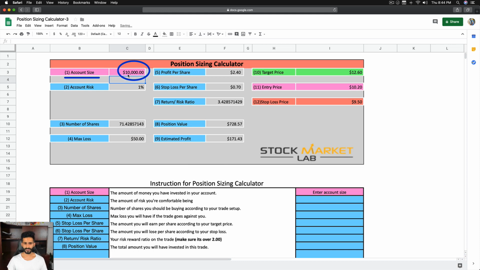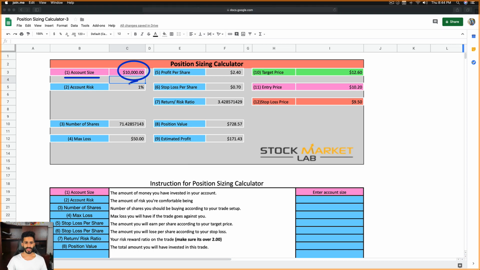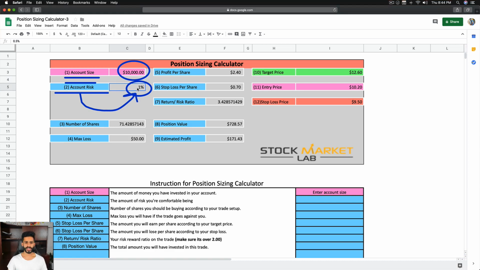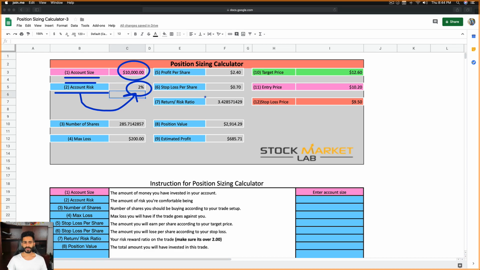That's the first thing. The second thing is my account risk. How much am I risking per trade according to my account size? So let's say I want to risk 1% or 2%, I can update that right here. Let's just say I want to change it to 2%. So I put 2%. Right off the bat, it says my max loss on a trade should be $200. I should not have a bigger loss than $200 per trade.